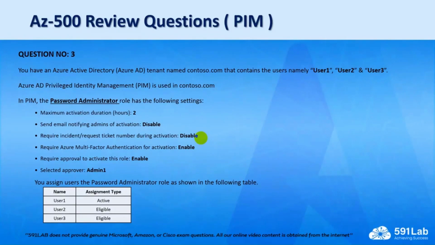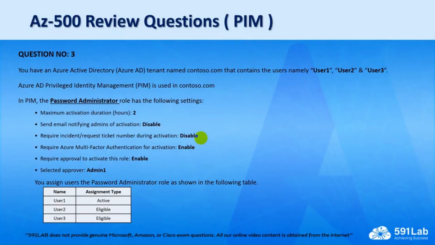Let's move to the next line. In PIM, the password administrator role has the following settings. If you read the question till this line, it says there is an organization contoso.com, and in that organization we have 3 users, user 1, user 2 and user 3, and PIM is enabled for the privileged role called password administrator. And these are the settings. It says maximum activation duration hours is equal to 2, which means whenever anybody activates the password administrator role, it can be activated only for 2 hours.